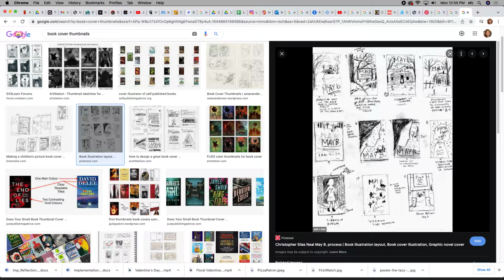Get a Sharpie, get a pencil. I would use some tracing paper. If you guys want some tracing paper, I have a bunch right here. You can come get some and just use a pencil and sketch out 15 different ideas. Some of them are going to be really good ideas. Some of them are going to be really bad ideas.